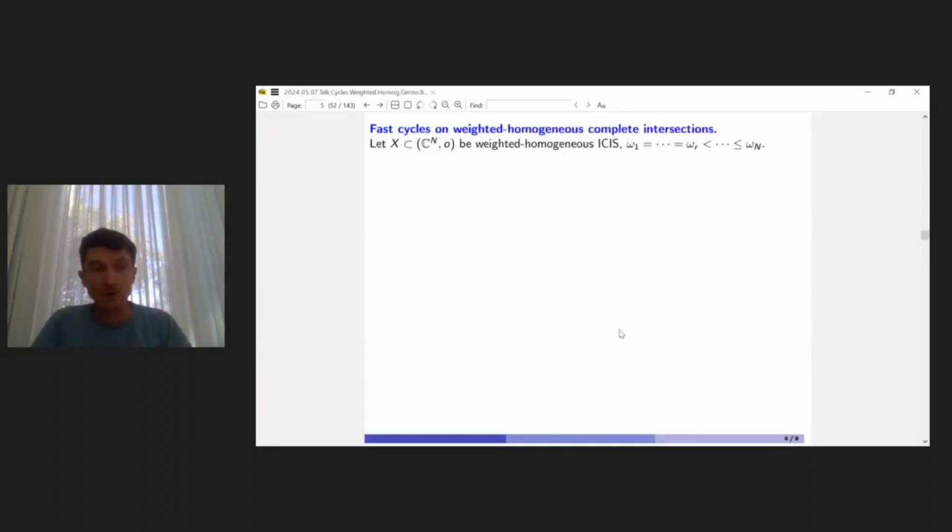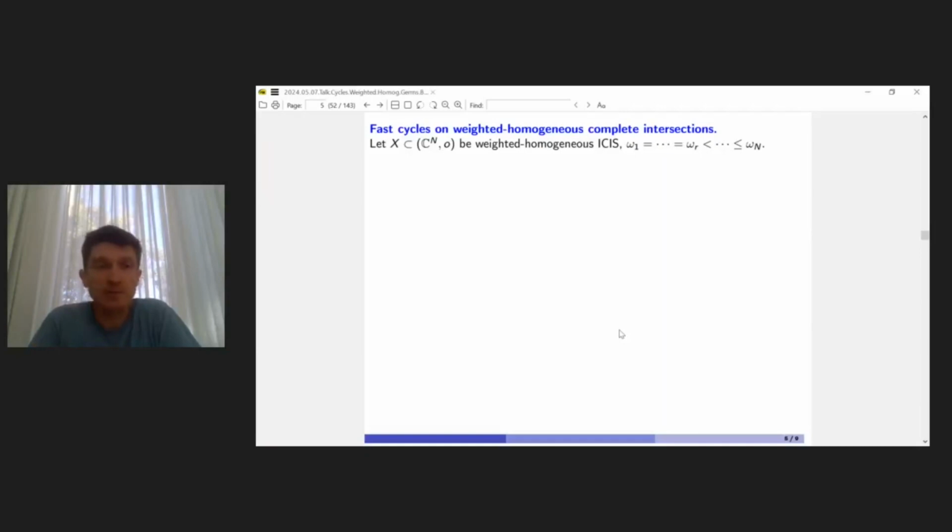Well, okay, let's start with fast cycles on weighted homogeneous complete intersections. So here is a germ, a weighted homogeneous isolated complete intersection singularity. Here are the weights. I order them in the non-decreasing way, and it could happen that several first weights coincide, so therefore I specify this. You see here is this number r. It could be just 1, or it could be higher. It can happen that several first weights coincide.